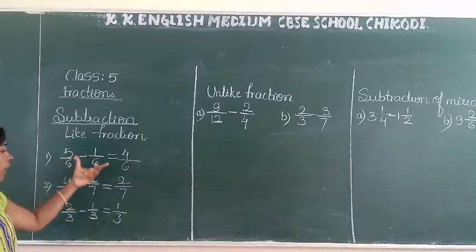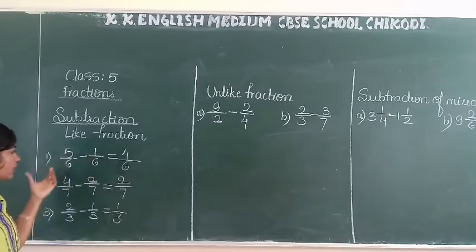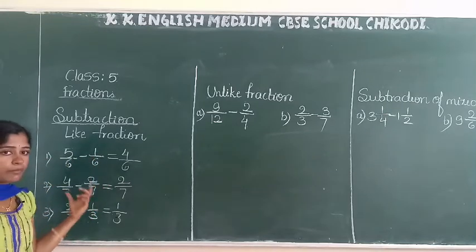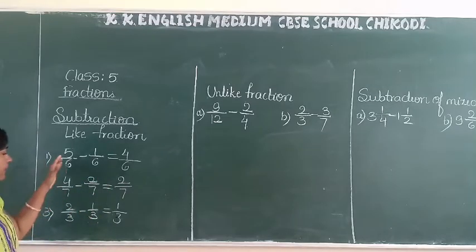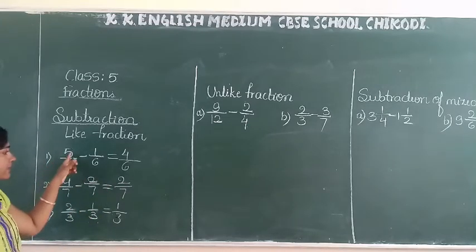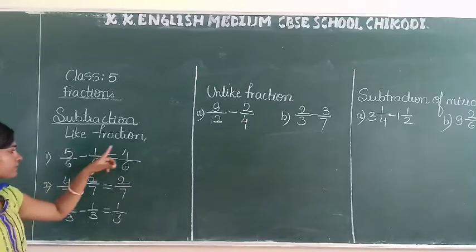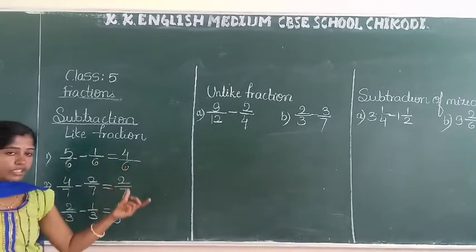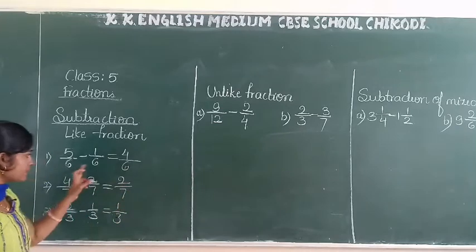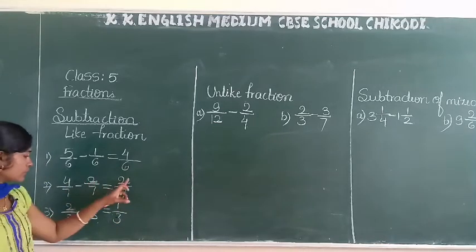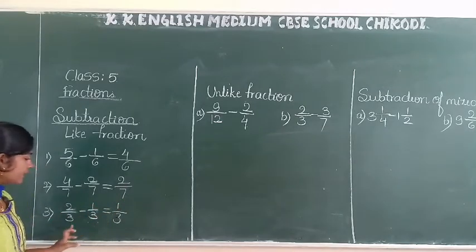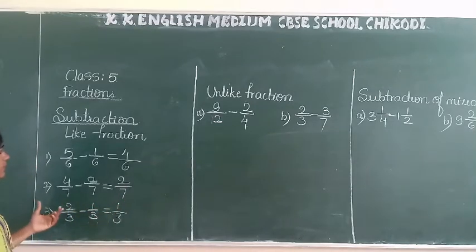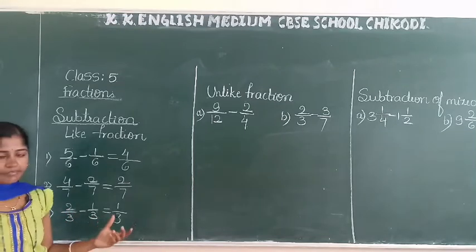Always when you are observing, the numerator represents the shaded part and the denominator represents the total number of parts in the given fraction. So for that purpose you should not subtract the denominator. 5 minus 1 is 4 and you have to keep the total parts, 6, as it is. 4 minus 2 is 2 and 7 as it is. 2 minus 1 is 1 and 3 as it is. This is subtraction of like fractions.